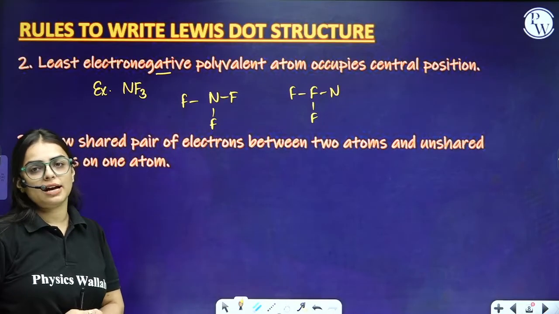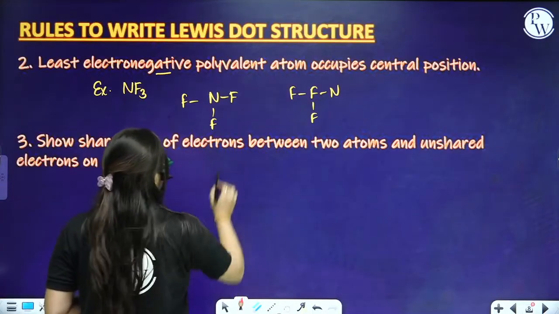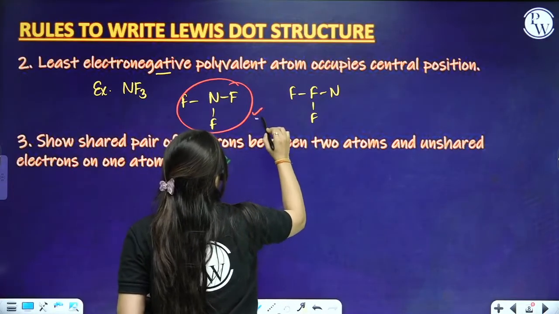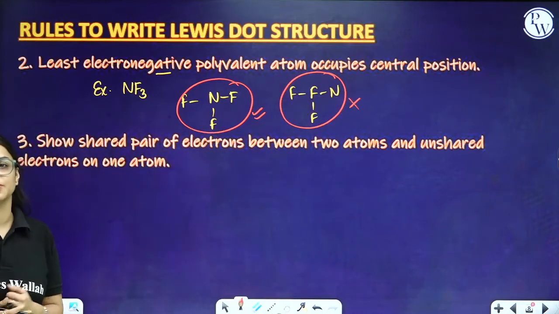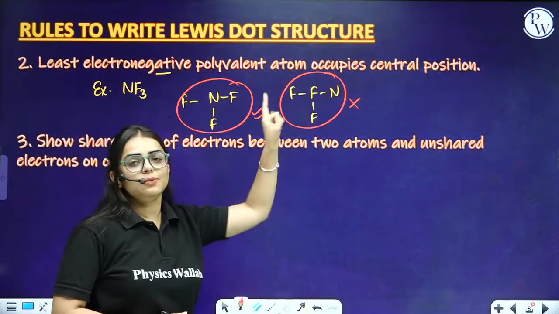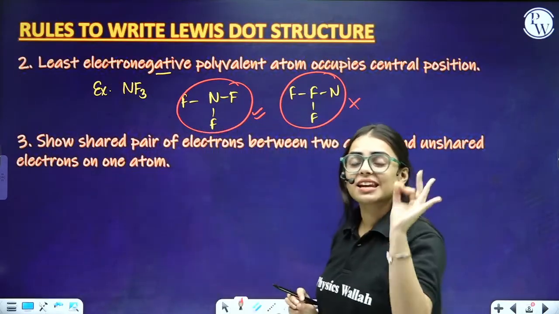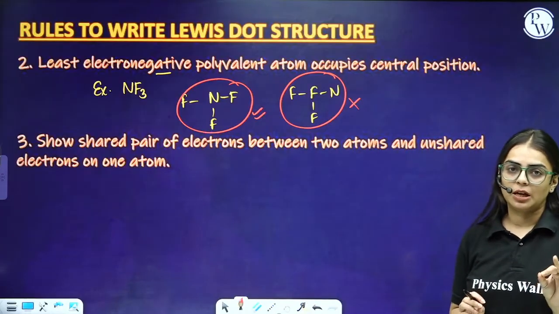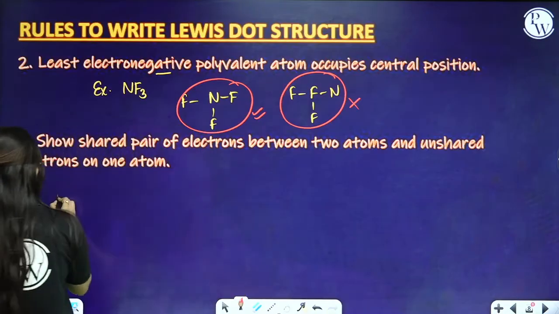How do you know that? How can we know which of the following structures is the correct one? Let me tell you, this structure is going to be the correct one and this structure is going to be the incorrect one. But what is the reason? The reason is that the least electronegative polyvalent atom will acquire the centralmost position. Always remember that. And if it doesn't occur over there, what rules do you have to keep in mind?